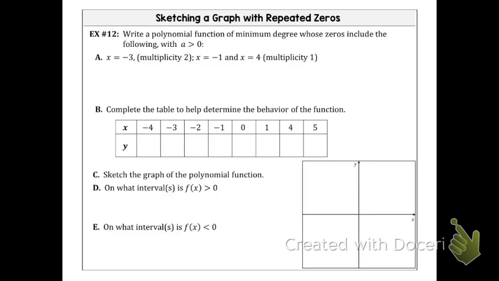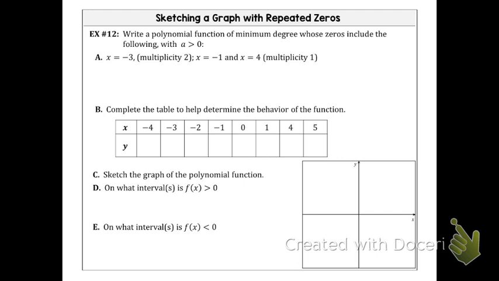All right, example 12 says write a polynomial function of minimum degree whose zeros include the following, with a greater than 0, just meaning our leading term is going to be positive. So we have x equals negative 3 with multiplicity 2, which remember means it's going to be there twice. x equals negative 1 and x equals 4 with multiplicity of 1 for both of those.